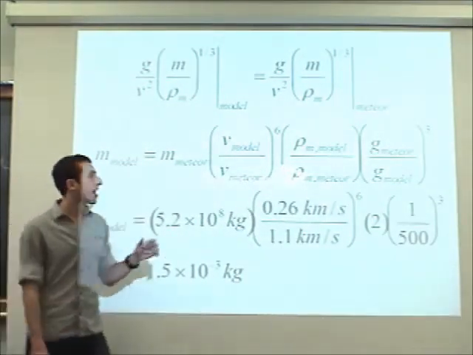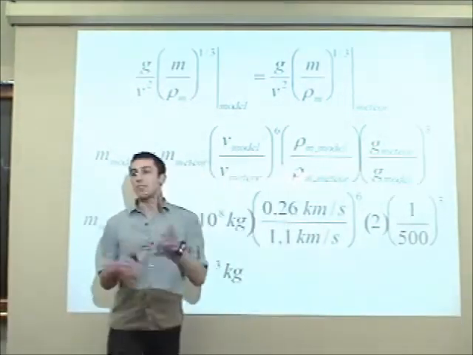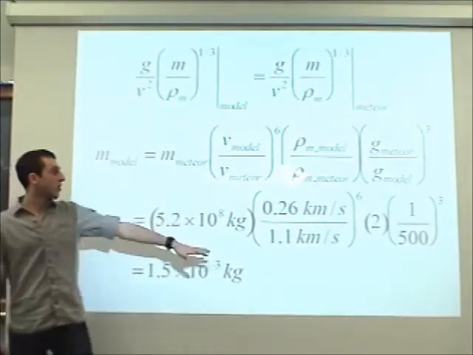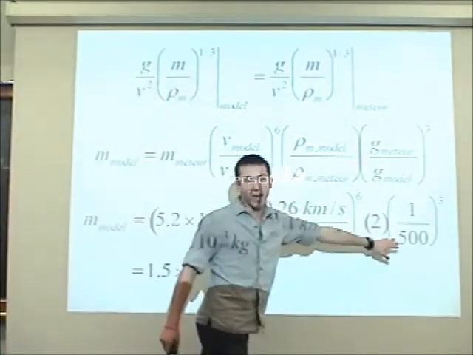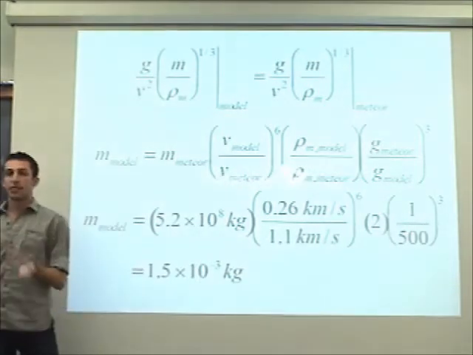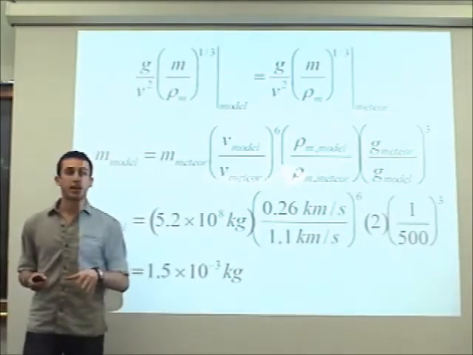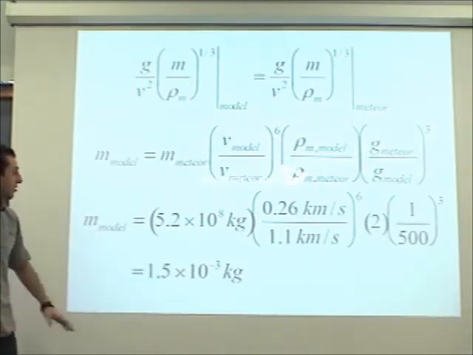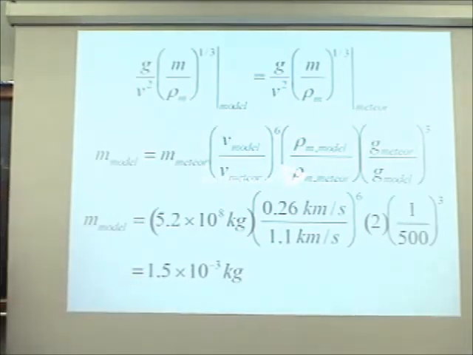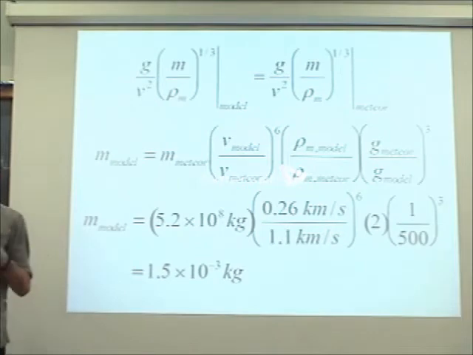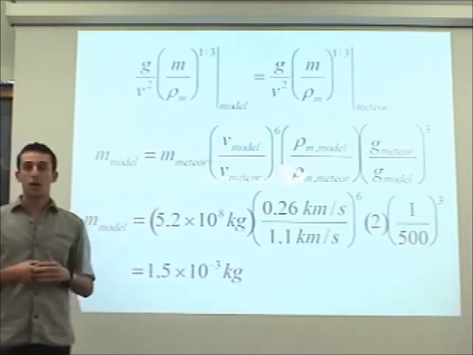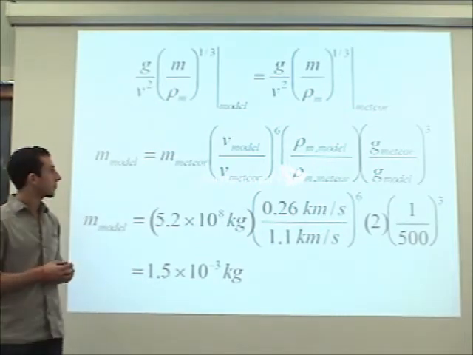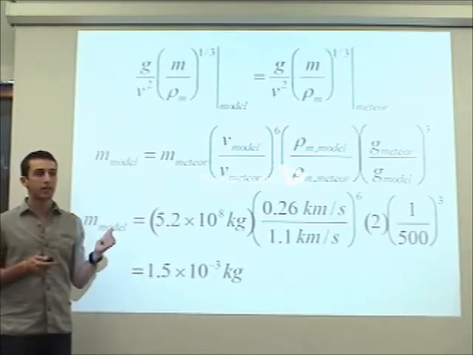So instead of actually calculating values out, then you might have extra error there. Just go ahead and put like 2 and 1 over 500. It'll save yourself some time, save yourself a step that you may make a mistake in. So this is just a lot easier and a lot quicker. And then you end up with 1.5 times 10 to the negative 3 kilograms, which is pretty small and definitely feasible for a small scale model. All right, so that was the solution to this.